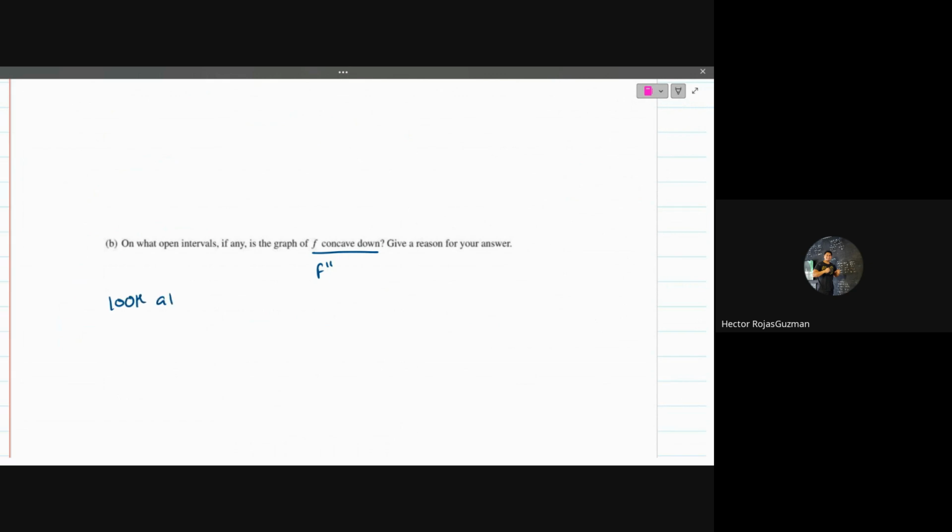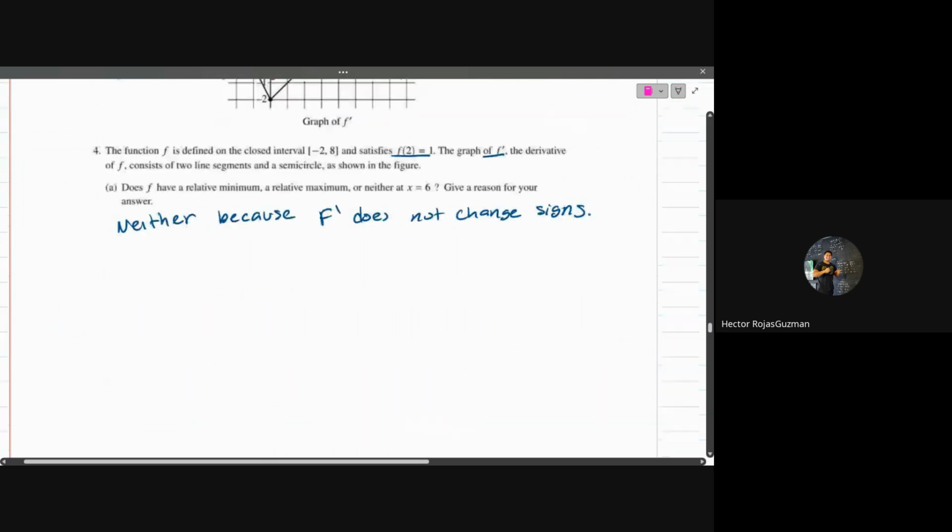Look at the slope of f prime to determine if f double prime is positive or negative. So basically, again, just looking at the slope. And this is something for you guys to remember, not a part of my answer. If I was taking a test, I just look at the slope. So is f concave down?